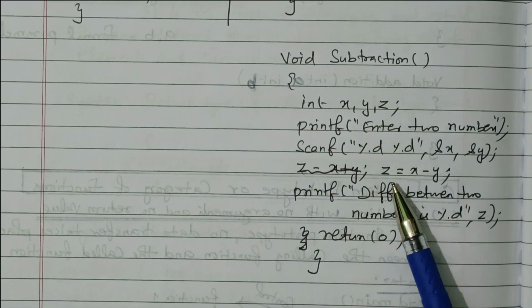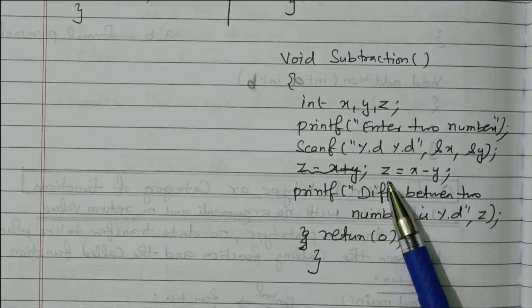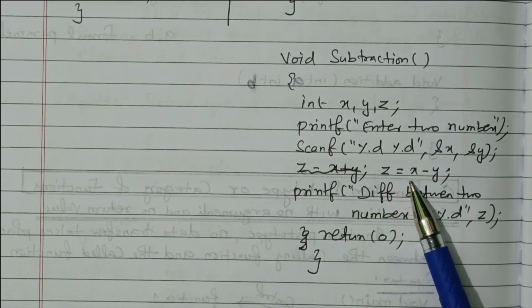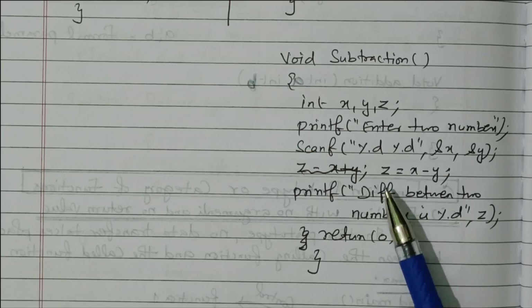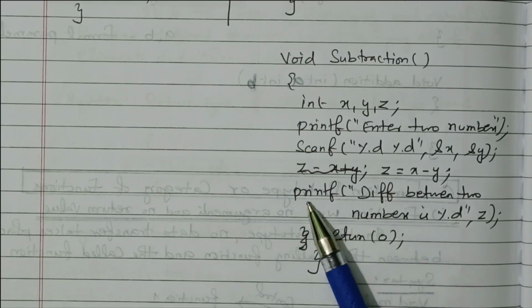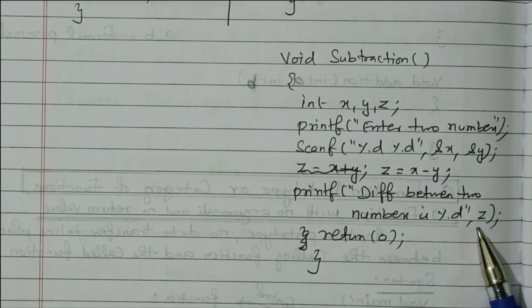For the subtraction, z equal to x minus y. x and y are inputs, z is the output. z equal to x minus y: the two numbers are subtracted and stored in the variable z. The answer available in z is printed: printf "difference between two numbers is %d", z. Then return 0; we have not written any value.